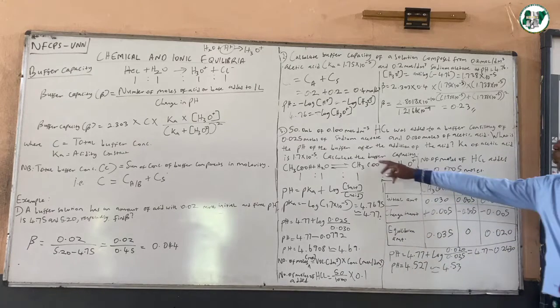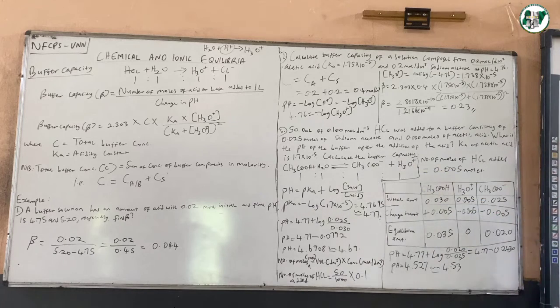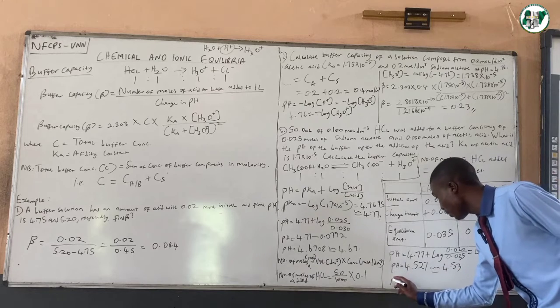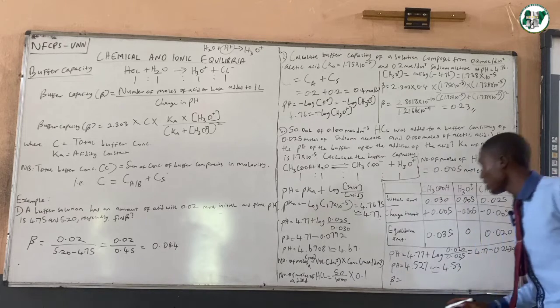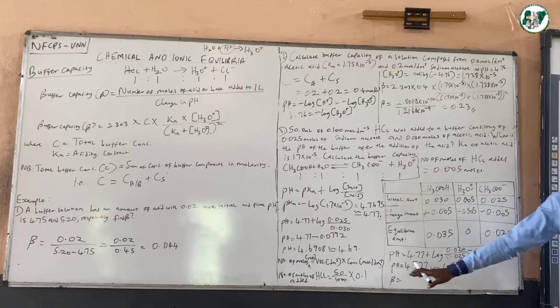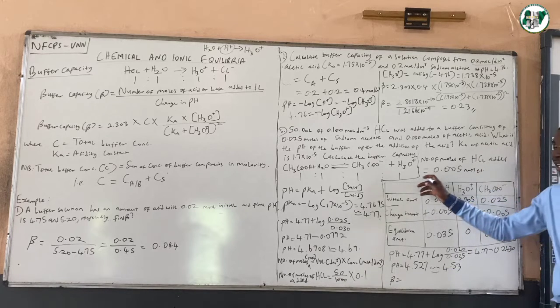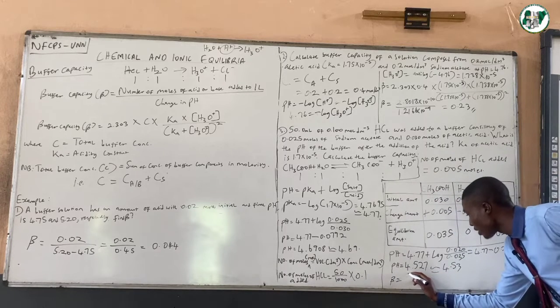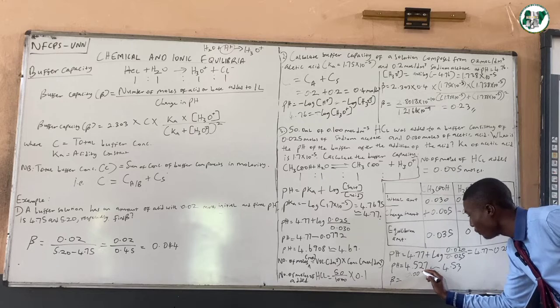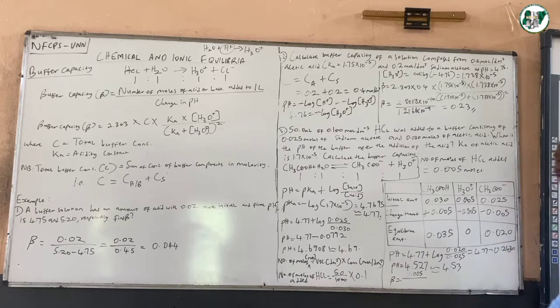So I just solved one part of the question. The second part of the question says, calculate the buffer capacity. What is the buffer capacity? The buffer capacity is referred to as the amount, or the number of moles, of acid or base added. What is the amount of acid added? 0.005. That is 0.005 divided by the change in pH.